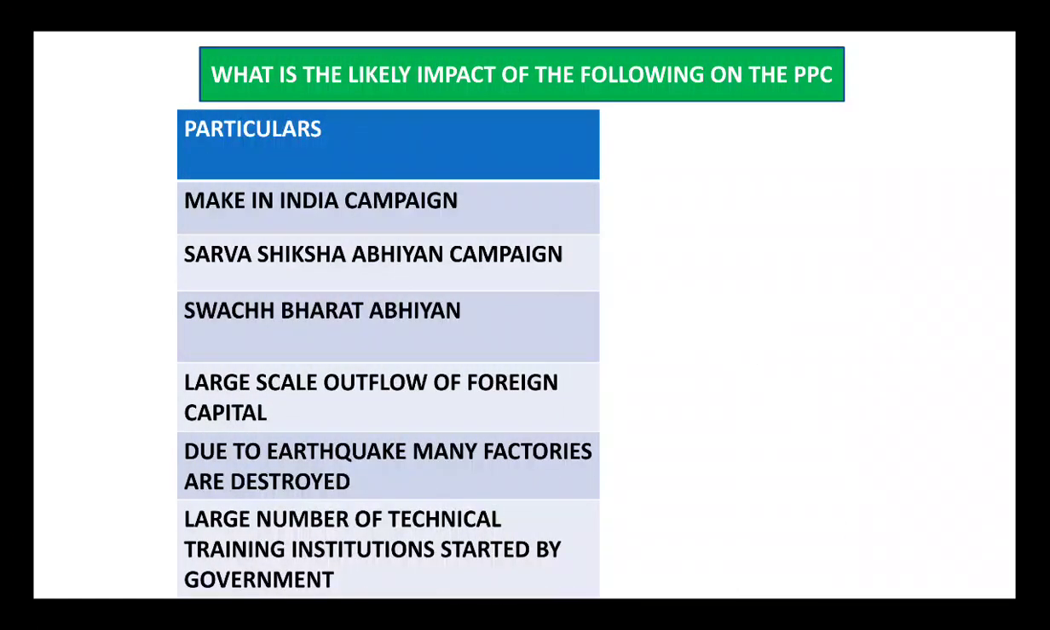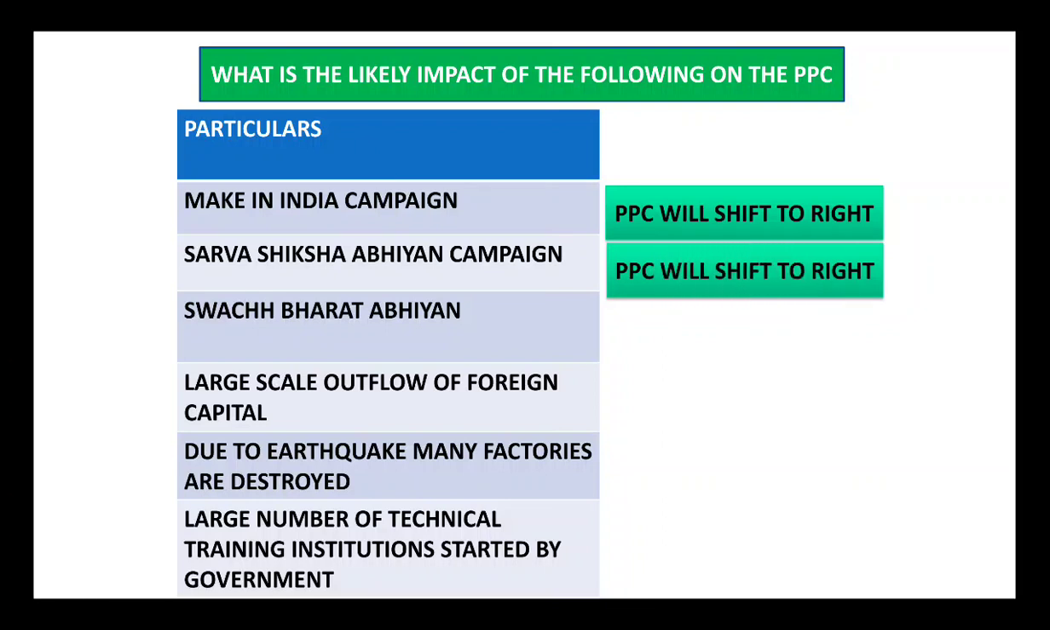So now let us take a few more examples. You just need to understand for better clarity. Let's have an exercise. If there is any Make in India campaign, of course we are producing more goods, so the PPC will shift towards the right. Any such scheme which is improving the human resource, of course the PPC will shift towards the right. Sarva Shiksha Abhiyan. Swachh Bharat Abhiyan, again you are looking at the cleanliness, about the environment, sustainability, so of course the PPC will be shifting towards the right.